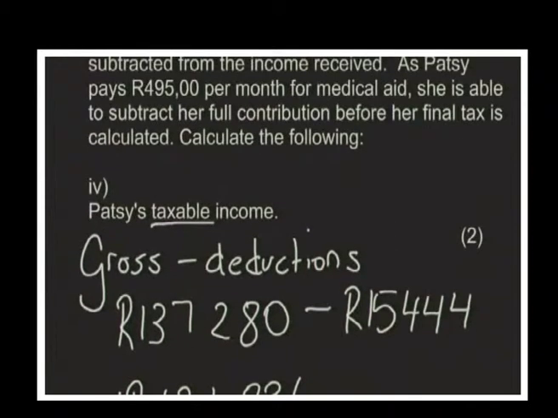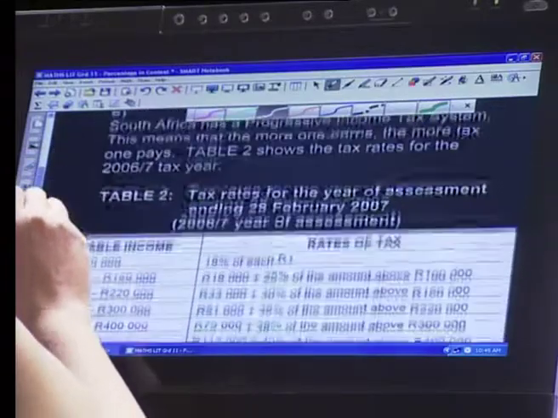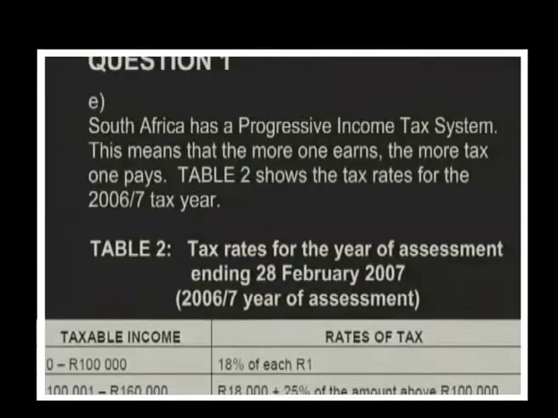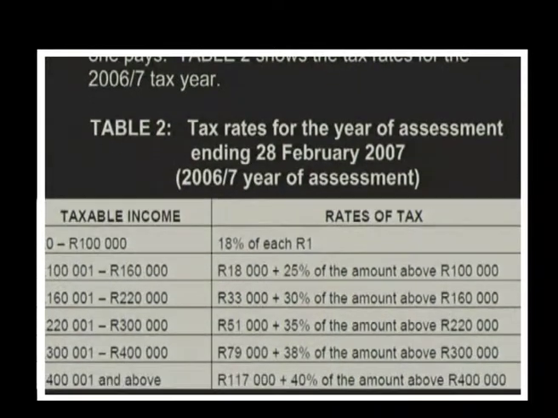So if we answered the question, we have answered the question. So let's move on to the next part of the question. Right, no, we need to start reading from the top. South Africa has a progressive income tax system. This means that the more one earns, the more tax one pays. So table 2 below shows the tax rates for the 2006-2007 tax year. So what are we looking at? We're looking at the tax years for the assessment ending February 2007, or the 2006-2007 year.